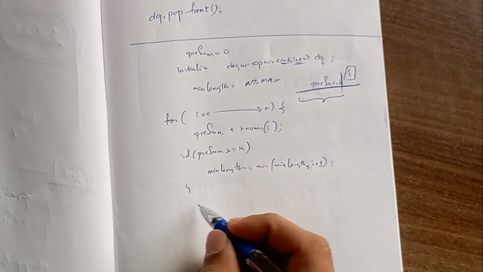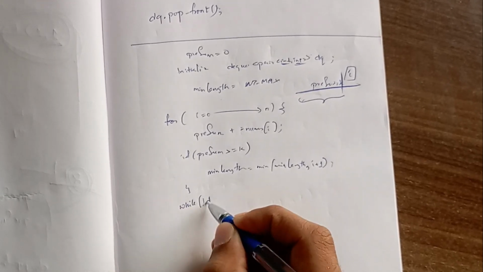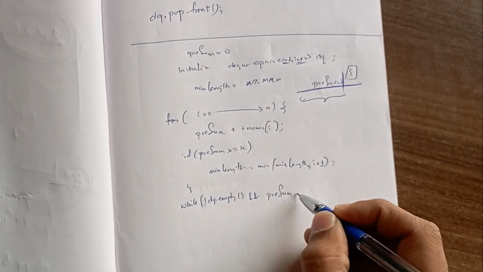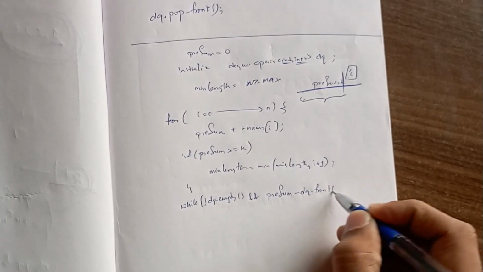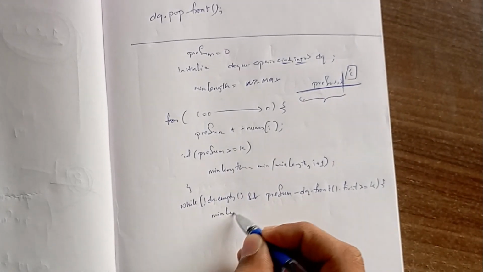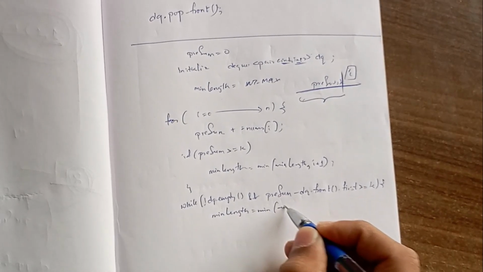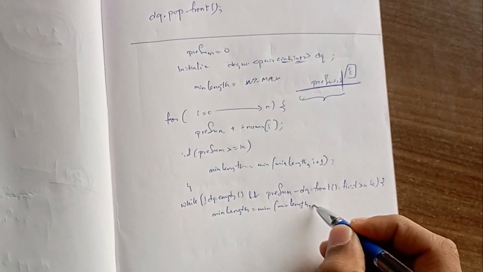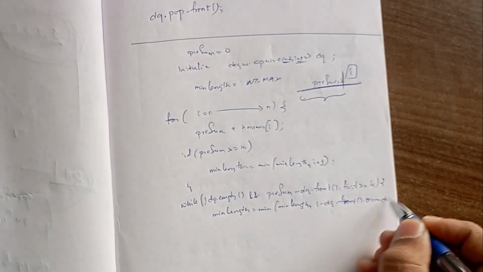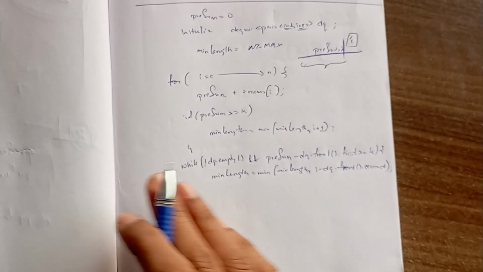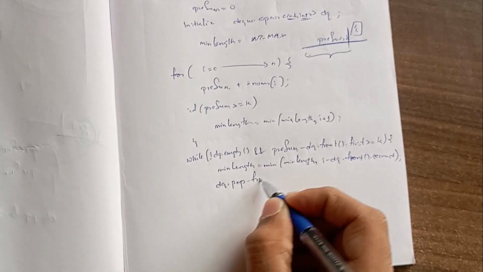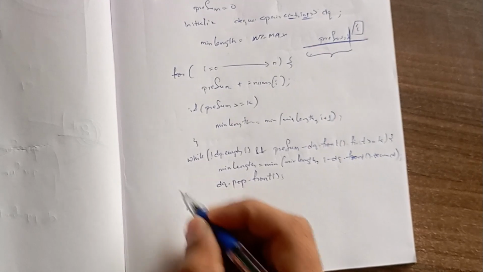Then, the second operation: while the DQ is not empty and prefix sum minus DQ dot front dot first is greater than or equal to k, we need to consider this length. Minimum length is the minimum of minimum length comma i minus DQ dot front dot second. And as I have told you, we need to consider the element only once, so we remove the pair from the DQ. So this is the second operation.